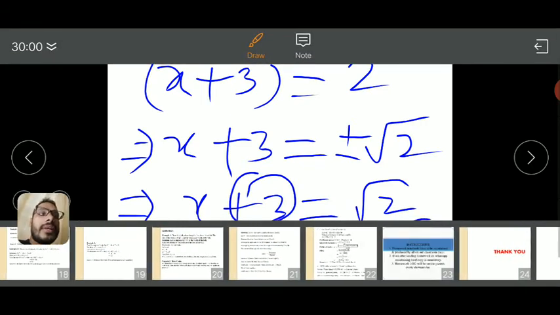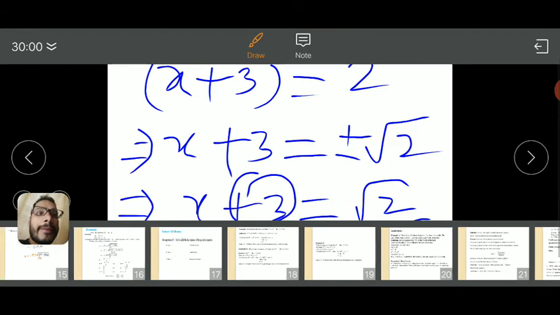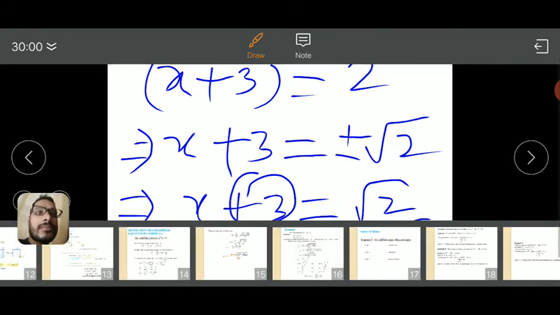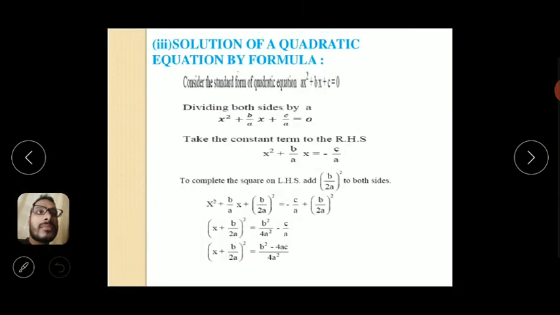The last part of finding the roots of a quadratic equation is by the formula method. That is, solutions of a quadratic equation by formula method. Here we have to consider the same thing, that is ax square plus bx plus c is equal to 0, the standard form of a quadratic equation. Alright, and how do we get the formula which we have to use? We'll see here.